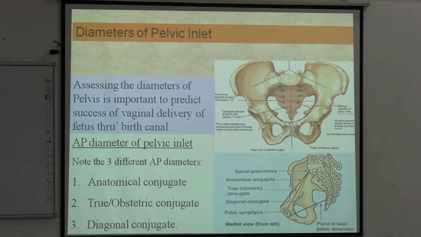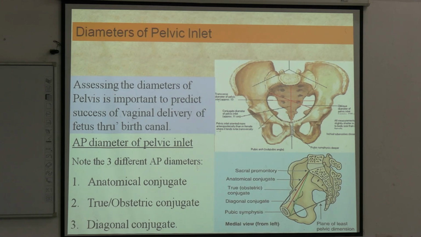Now, out of these two, inlet and outlet, we have already agreed the outlet is the stretchy one. That means it is made of ligaments in the posterior part, so if pressure is put through it, it can stretch. Compared to this one, which is all bony and does not allow that stretchiness. So this inlet diameter matters to us whenever we are considering a childbirth prognosis.